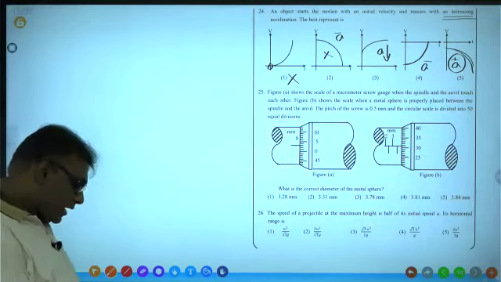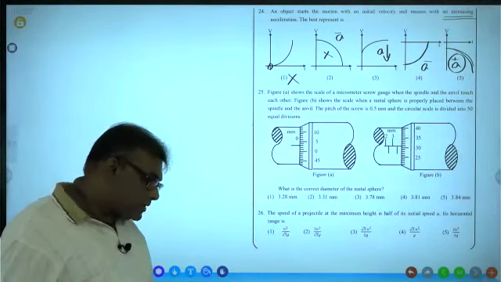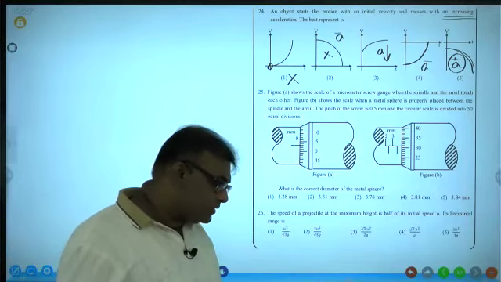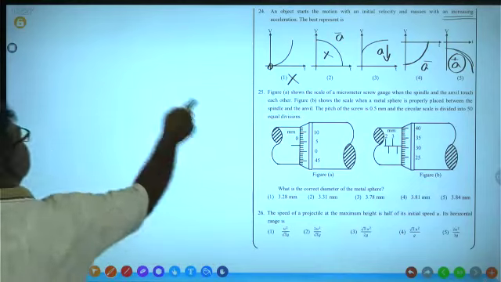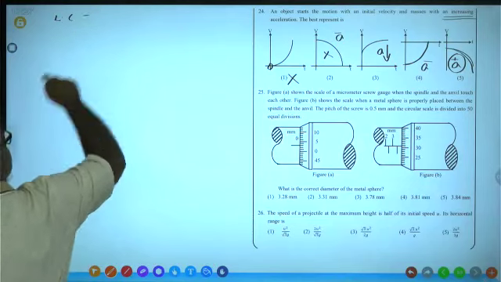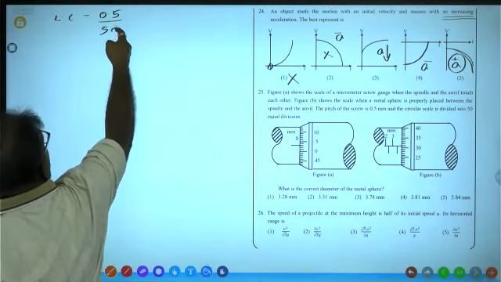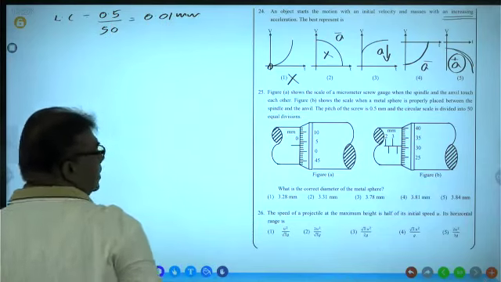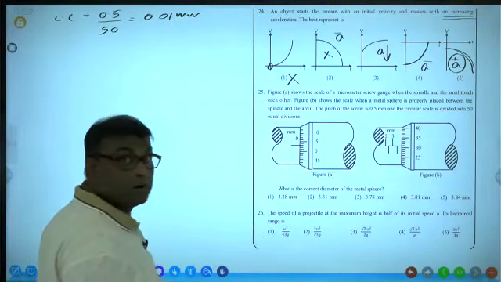What is the correct diameter of the metal sphere? The basic thing is you should find the least count. Pitch is 0.5 millimeter and 50 divisions are available. First thing, least count is 0.5 divided by 50 divisions, so 0.01 millimeter is the least count. So the reading here gives the zero error, no?